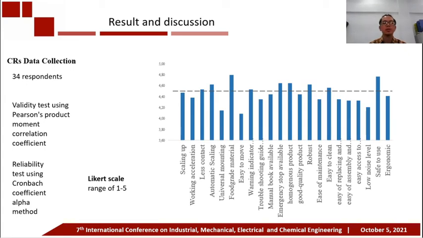the characteristic requirement data collection we got from 34 respondents using a questionnaire. We validated the questionnaire using the Pearson product moment correlation coefficient, and then tested reliability using the Cronbach coefficient alpha method. The questionnaire uses a Likert scale with ranks of 1 to 5: 1 for very not important and 5 for very important.